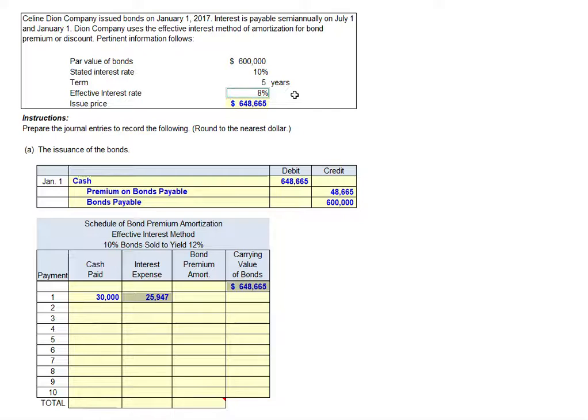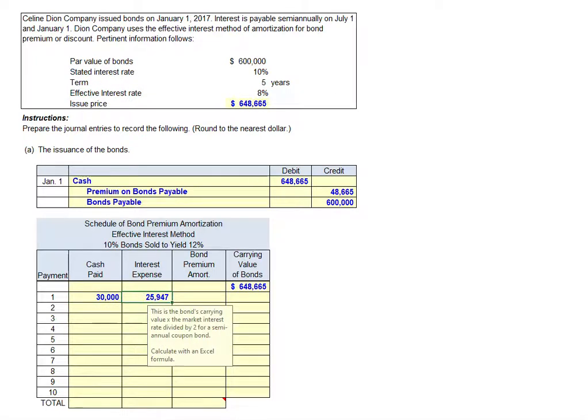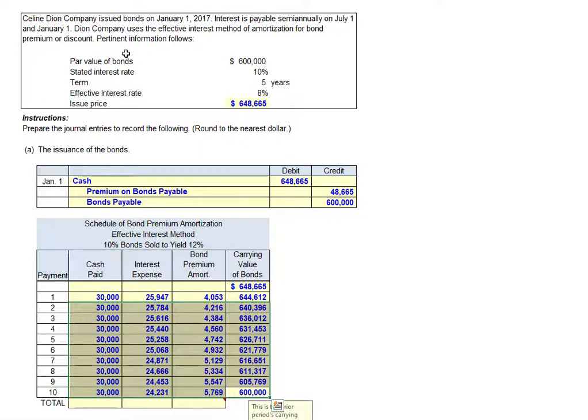Again, we calculate interest expense based on the effective rate of interest, the market rate of interest. The amount of cash paid to investors is greater than the amount of interest they're expecting to earn, so the difference will be credited to the premium on the bond, and our carrying value goes down by $4,053 down to $644,612. If we've properly anchored our cell references, we can copy this row all the way down, and we notice at the end of 10 periods or 5 years, the carrying value of our bonds equals the bonds payable.